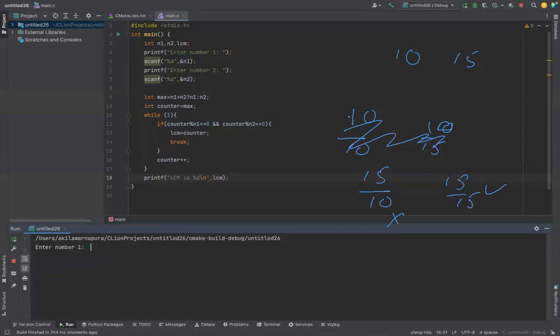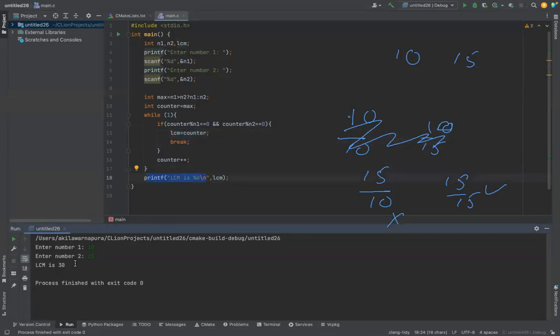Let's say example 10 and 15. Okay, the least common multiple is 30. Once it is 30, the break statement is executed. So that means the LCM is added, the break statement executed, the while loop terminated, and it outputs the least common multiple.